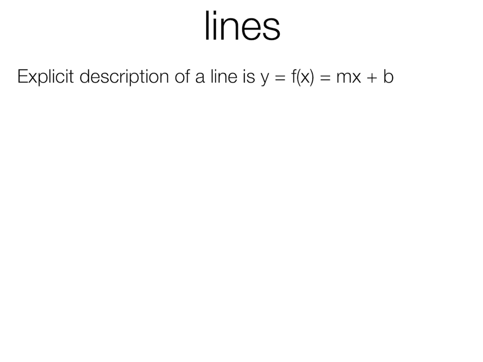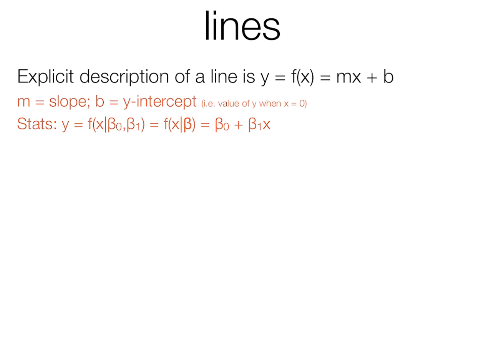Lines are usually given an explicit description of the form y equals mx plus b. Of course, that's a function of x, so we write it as f of x. Here, of course, m is the slope and b is the y-intercept. The y-intercept, remember, that's the value of y when x is equal to 0. I'll come back to that in a little bit.